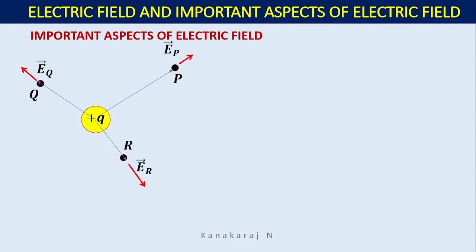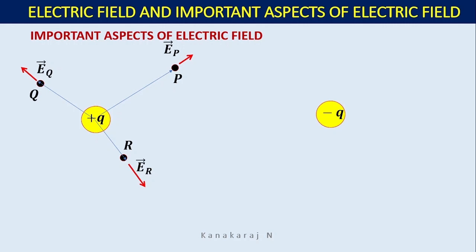Look at the points P, Q, R, right? P is well away, R is well close to the source charge. Look at the length of each vector, right? The length of the ER vector is larger than the length of the EQ vector, which is larger than the length of the EP vector. That means as the distance increases, the magnitude of the electric field decreases.